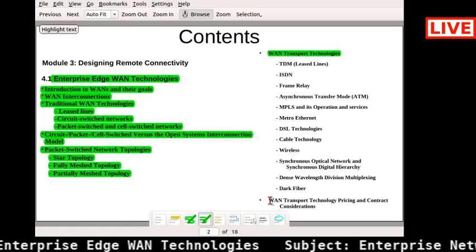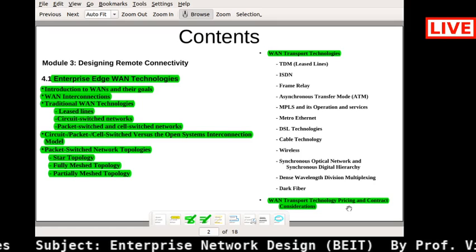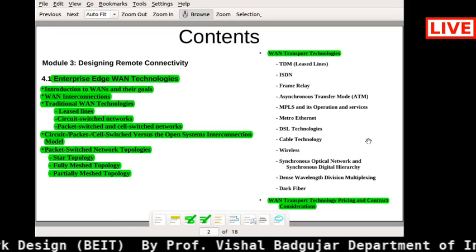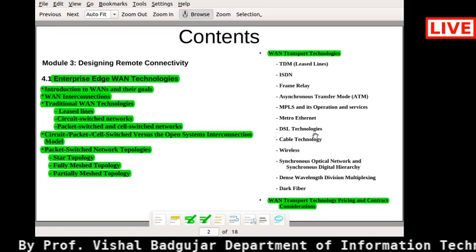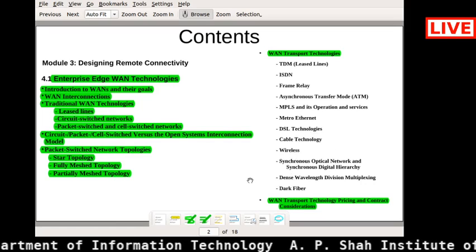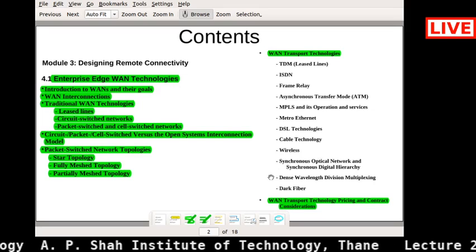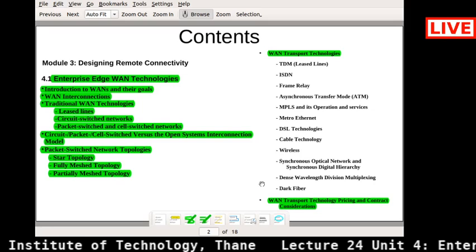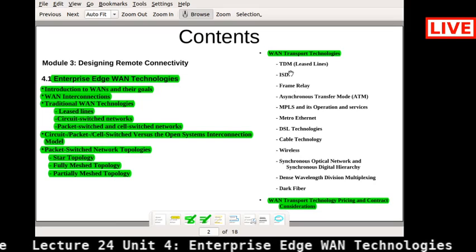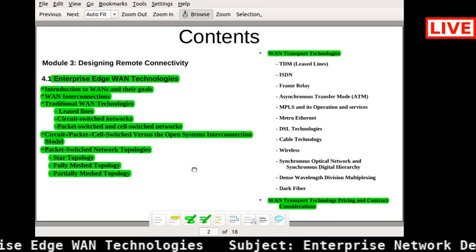And lastly, we will discuss WAN transport technology pricing and contract considerations. For example, if you want to choose a very cost effective transport technology, you must know all these transport technologies, their pros and cons, and in which kind of network they are helpful for your organization. So with respect to pricing and contract basis, we will see all these transport technologies in today's session. Okay, so we will start with our session.